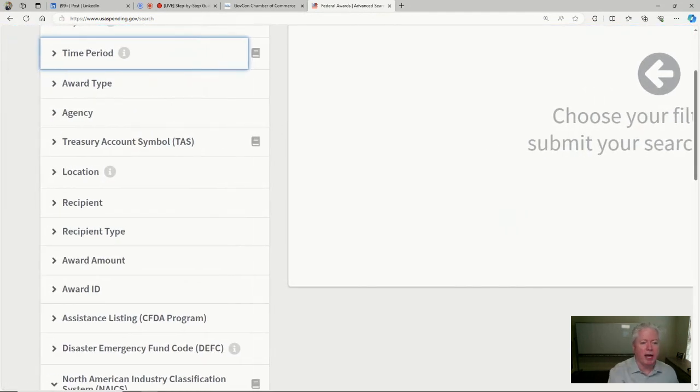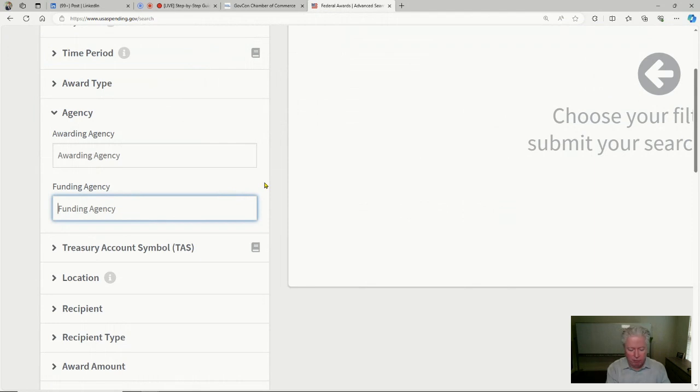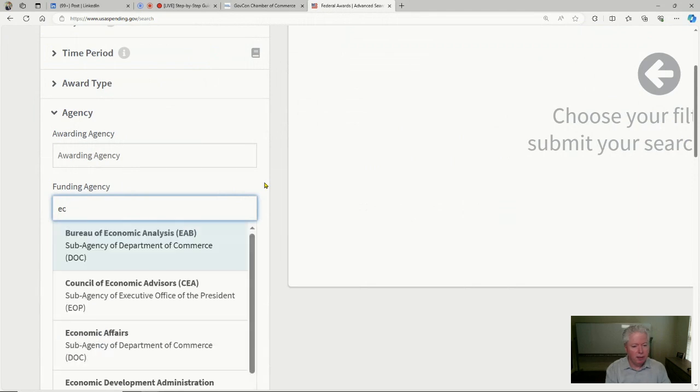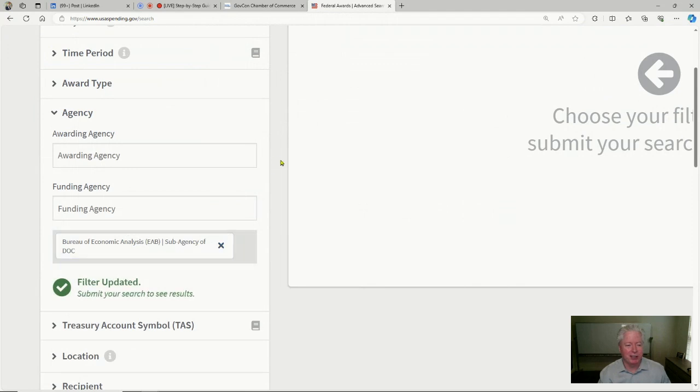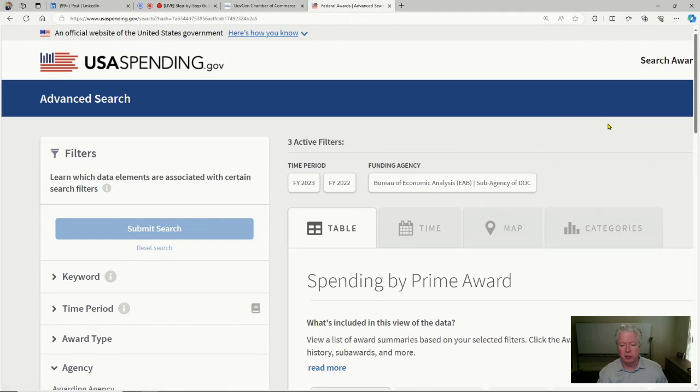Then I'm going to come in here to agency. On agency, you can choose funding, the people who are providing the money, or awarding agency. I'm just going to stick with funding for a second. Let me try economics. Oh, that's funny. I don't know if I didn't like what I did, but here's the agency I was looking for, Bureau of Economics. I'm going to start there for a second and search.